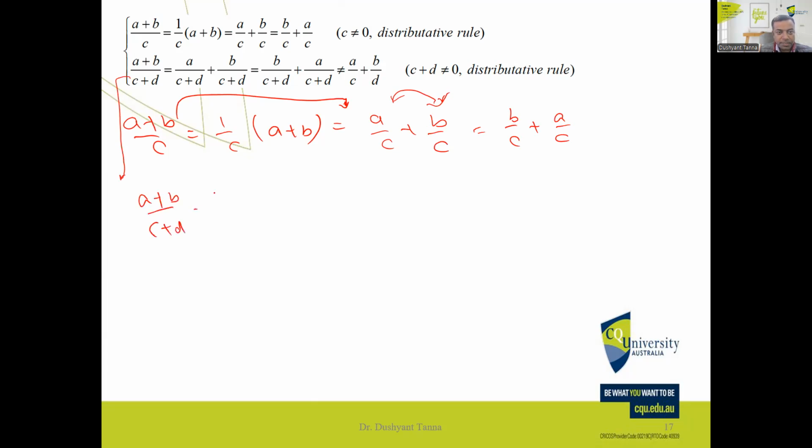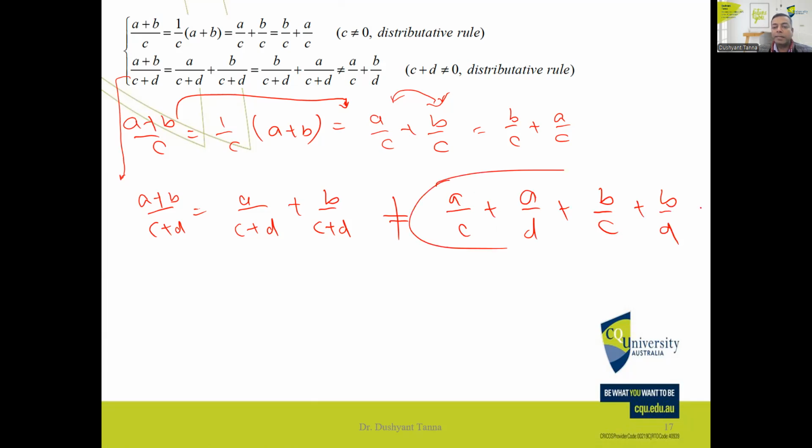The second part, A plus B over C plus D. You can split the numerator, but don't split the denominator. Don't do like A. Yeah, this is the biggest blunder that many students still do. Trust me, I've seen assessments and students doing it this way. Only the numerator is allowed to be split, not the other one.